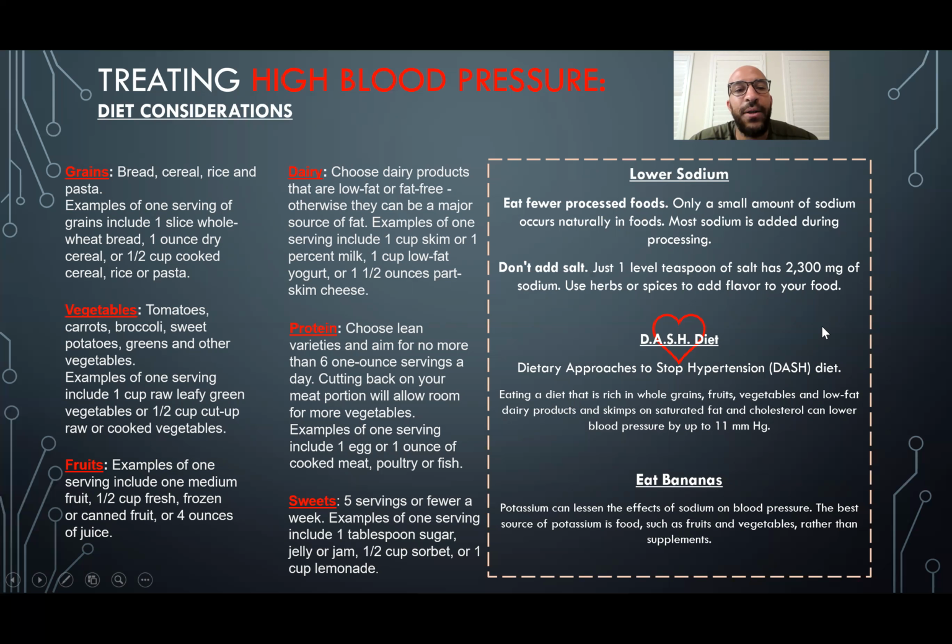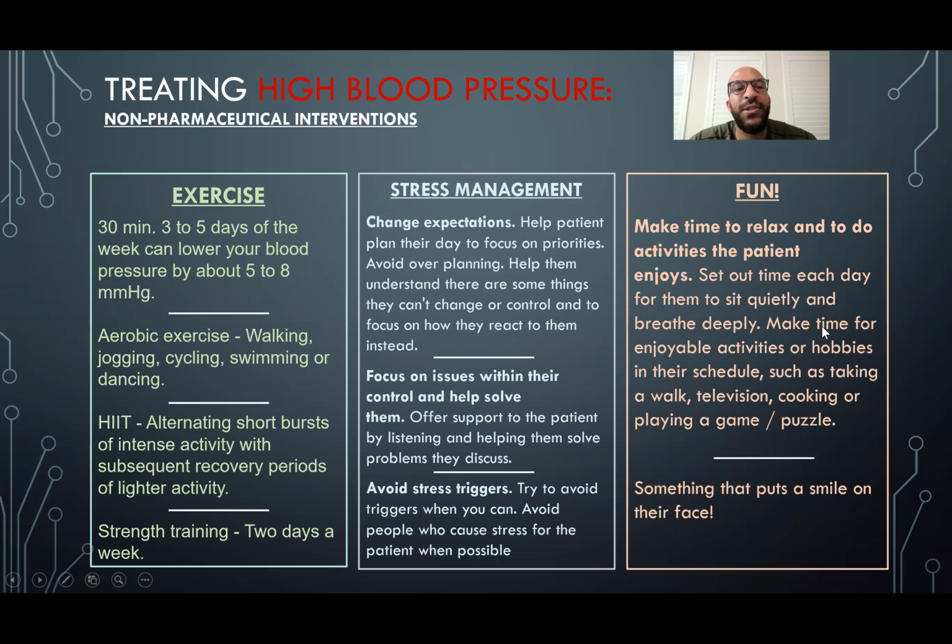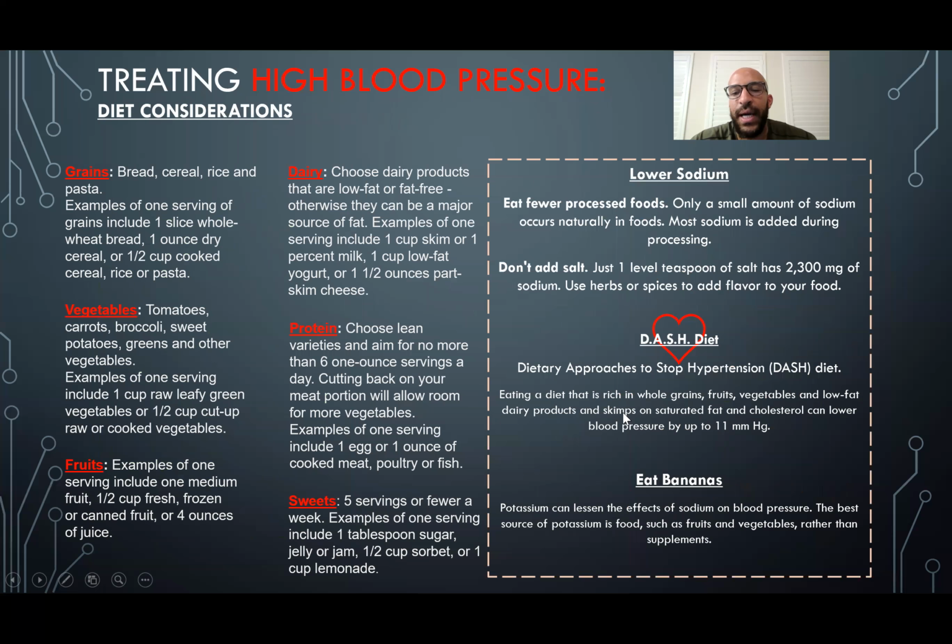So if the patient follows the DASH diet and exercises 30 minutes, 3 to 5 times a day, they can lower their blood pressure by between 16 and 19 points. 11 and then 5 to 8. So between 16 and 19 points. That's huge. So what is included in the DASH diet?